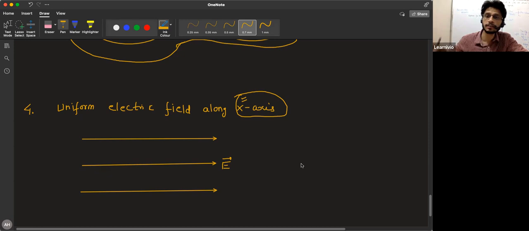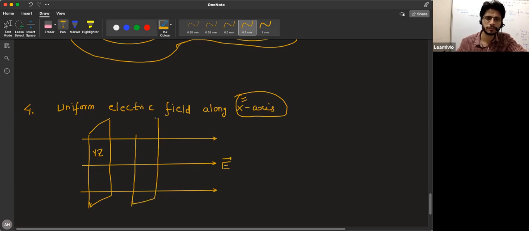The field is along the x-axis. So which plane is perpendicular to the x-axis? YZ plane. So the equipotential surface is in the YZ plane. This is the first equipotential surface in the YZ plane. This is the second equipotential surface. That too is in the YZ plane.